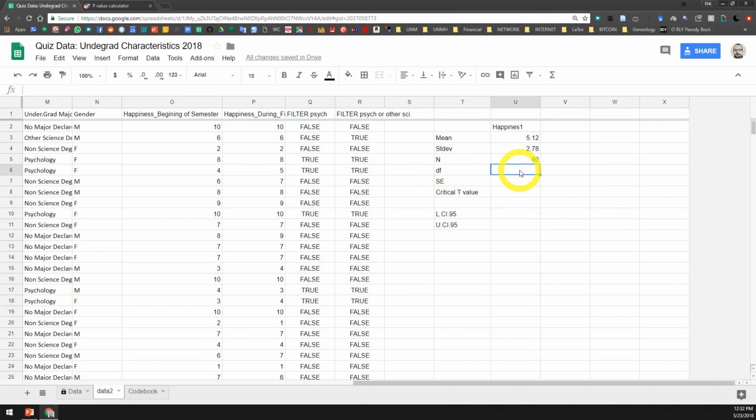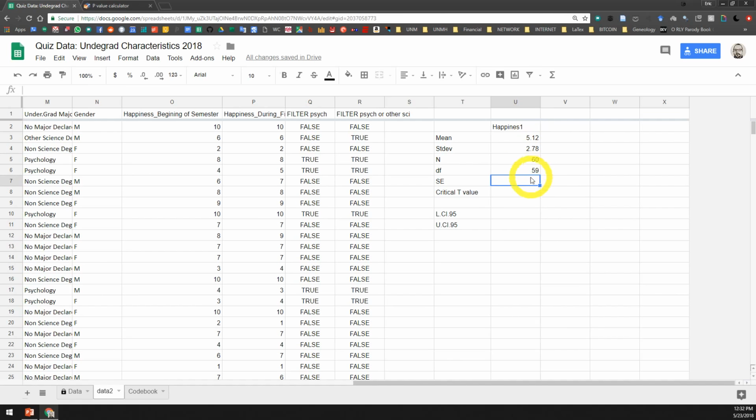Now, if you remember, our degrees of freedom is the number of observations minus 1. So we're just going to hit equals, grab our number of observations, and subtract 1. Obviously, most people could do this arithmetic in their head, but we get 59.